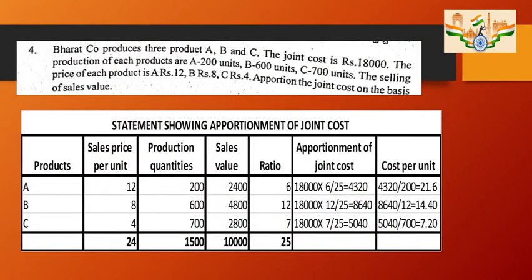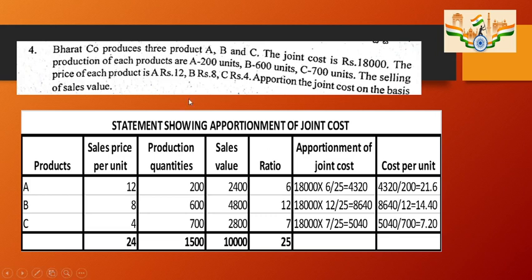So this is joint cost problem. Bharat company produces 3 products A, B and C. The joint cost is 18,000 rupees. The production of each product is A 200 units, B 600 units, C 700 units. The selling price of each product is rupees 12, rupees 8, rupees 4. Apportion the joint cost on the basis of sales value.